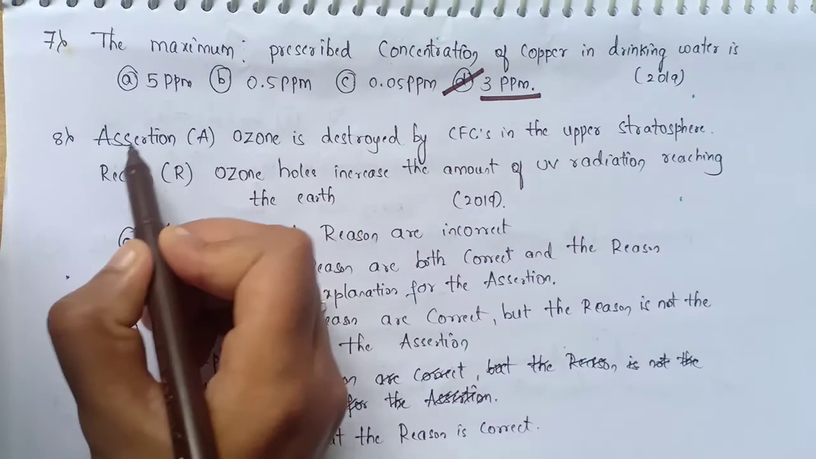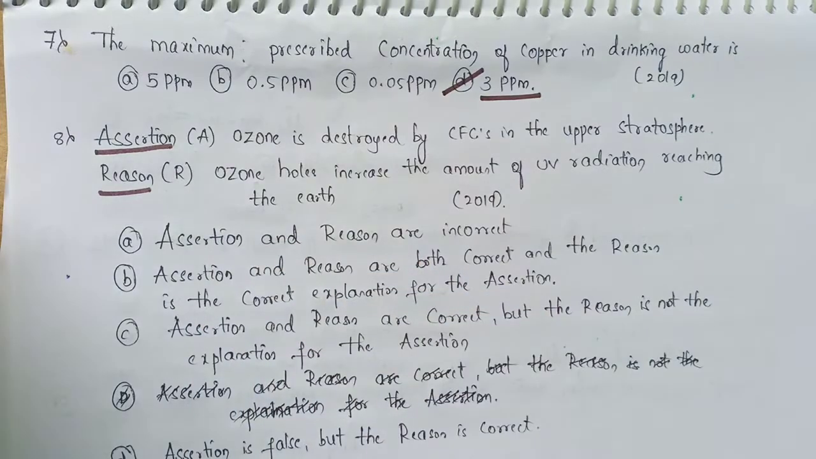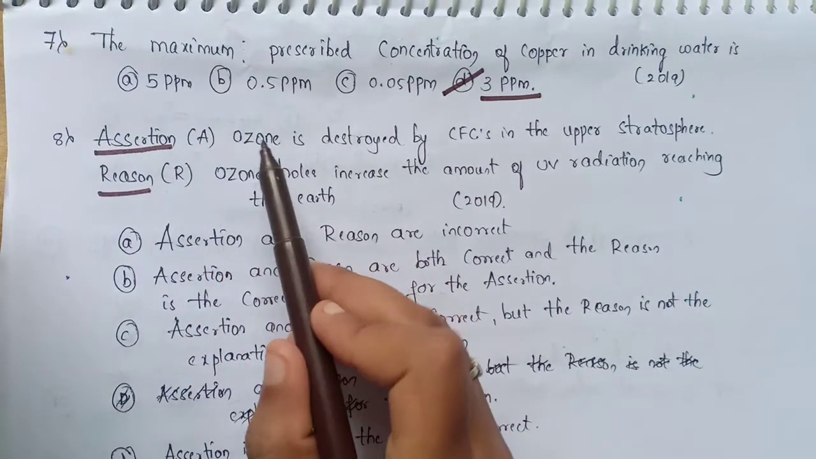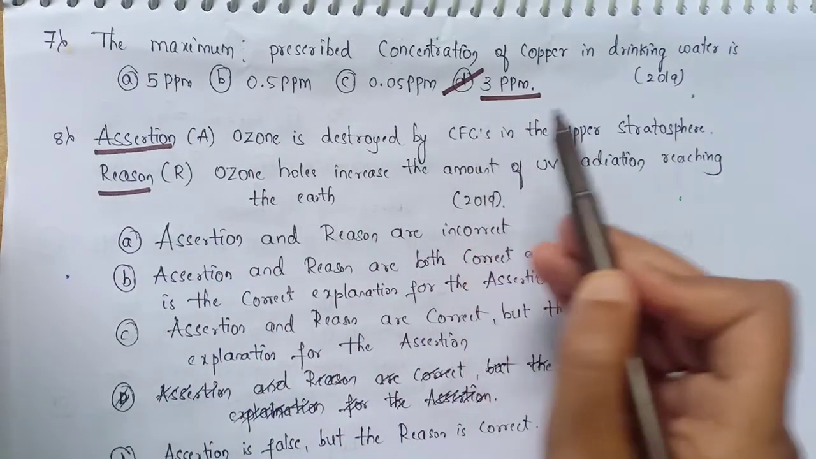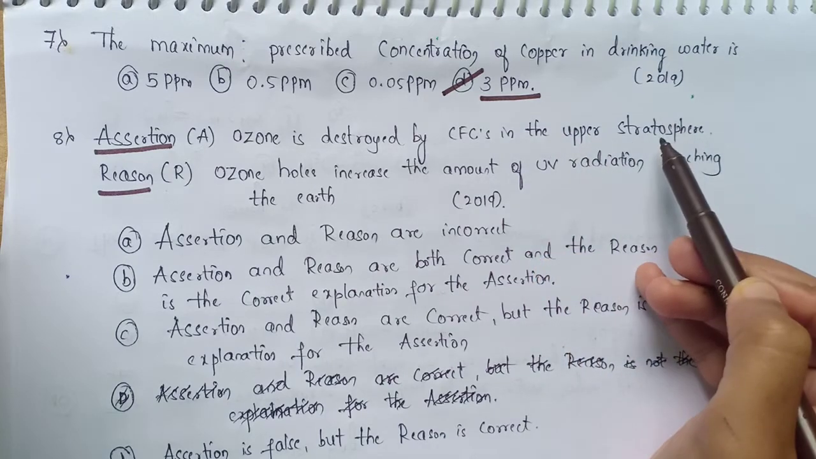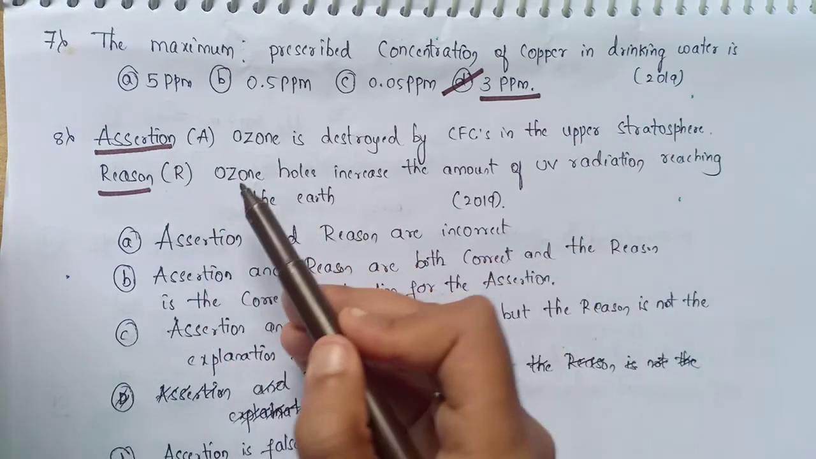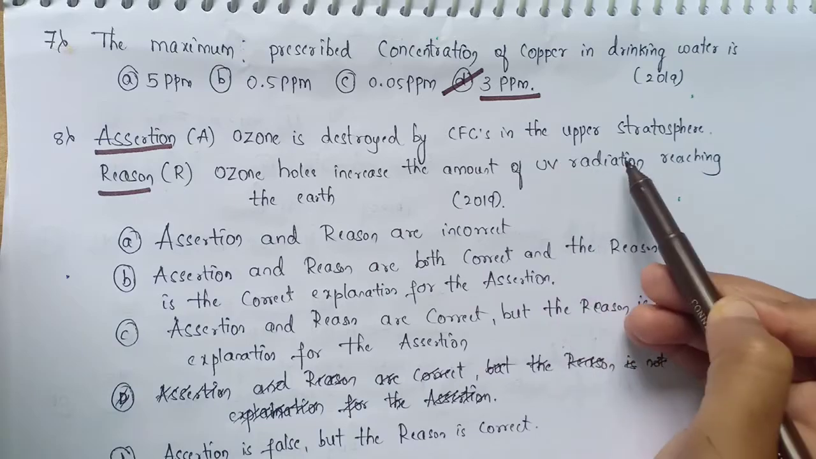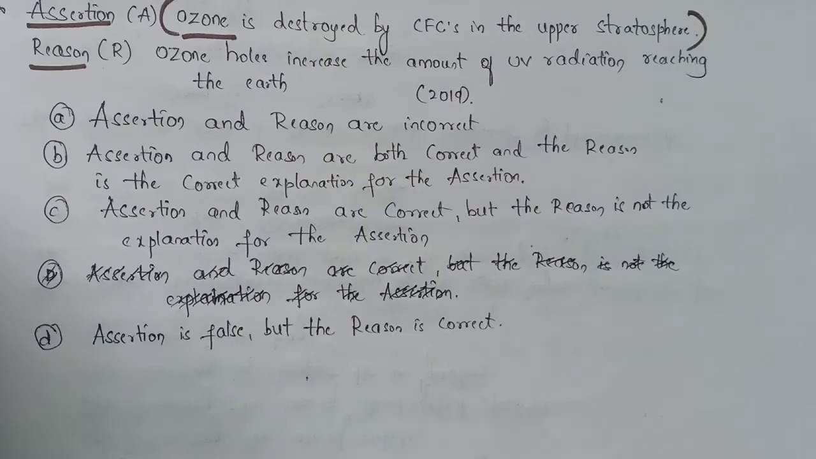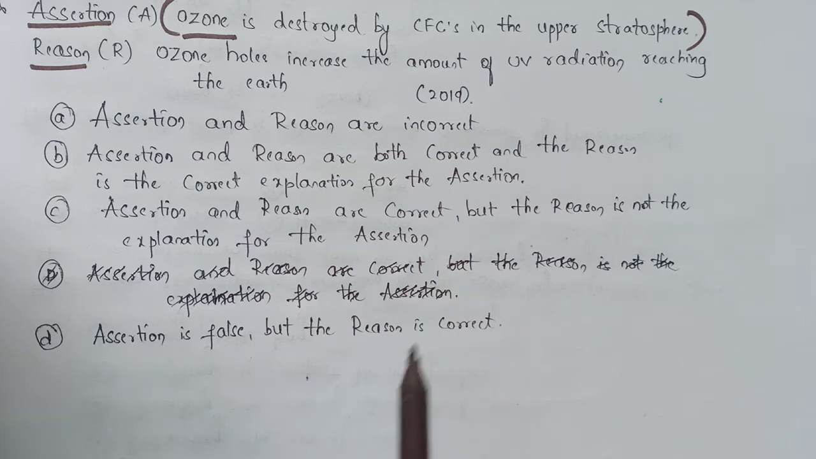Here they have given an assertion and reason type of question. Assertion A is that ozone is destroyed by CFCs in the upper stratosphere. And the reason is that ozone holes increase the amount of UV radiation reaching the earth. They have given the options. Option A, assertion and reason are incorrect. Option B, assertion and reason are both correct and the reason is the correct explanation for the assertion. Option C, assertion and reason are correct but the reason is not the explanation for the assertion. And option D, assertion is false but the reason is correct.